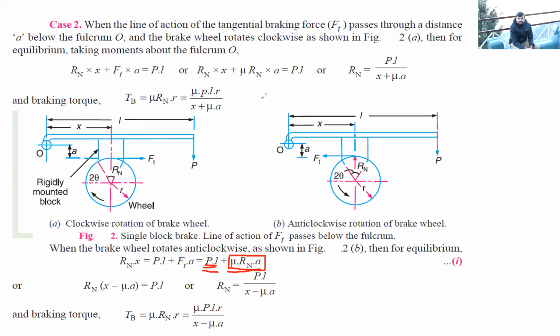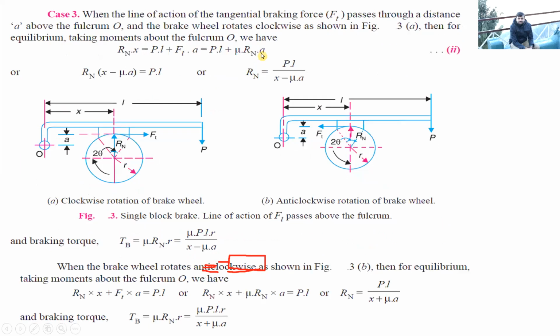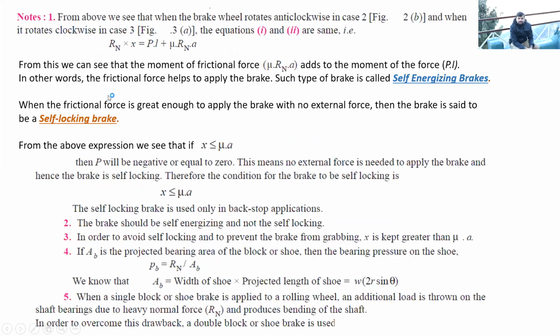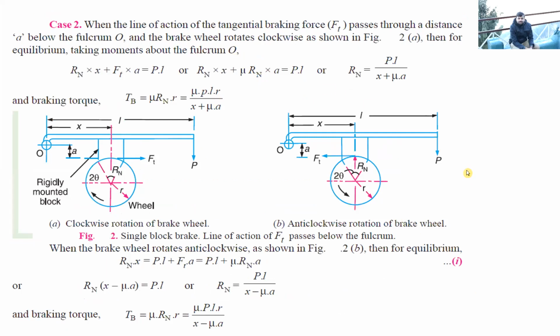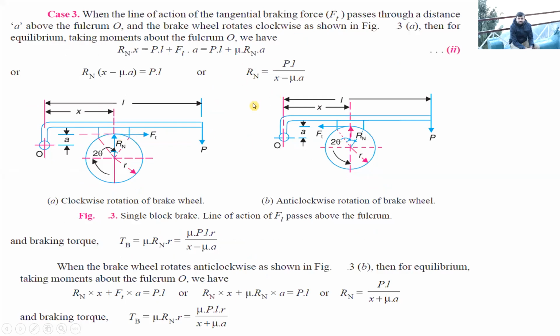And again, in the condition where this friction force comes with the negative sign, such cases are called self-locking brakes. Let me just show you clearly over here. As you can see in this note, in case 2 the brake wheel rotates in the anti-clockwise direction, and in case 3 the brake wheel rotates in the clockwise direction.